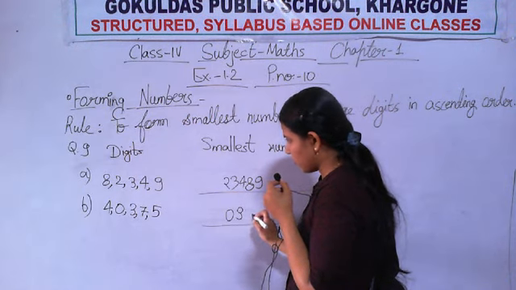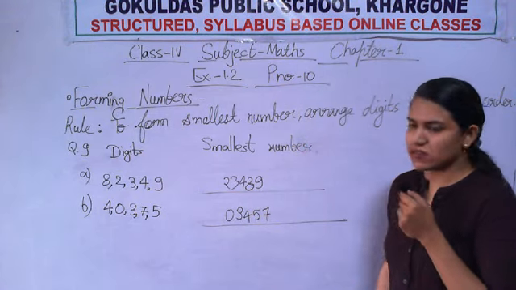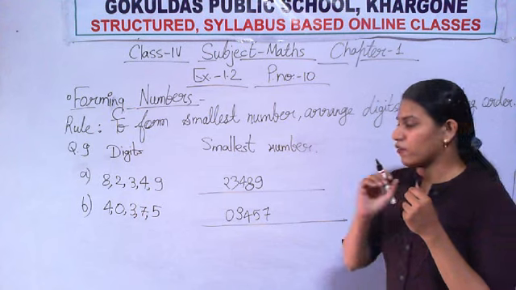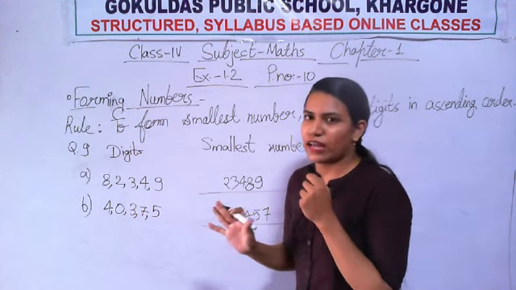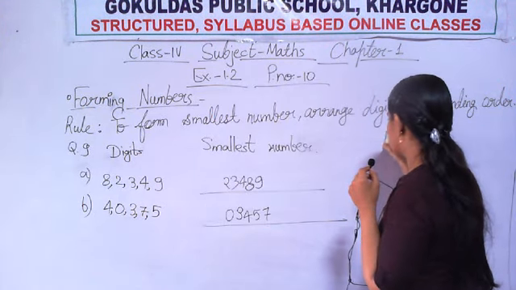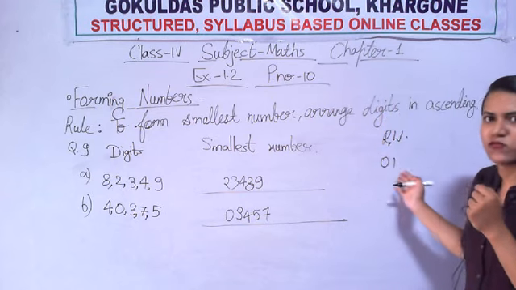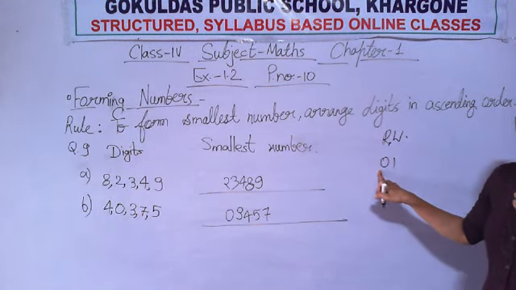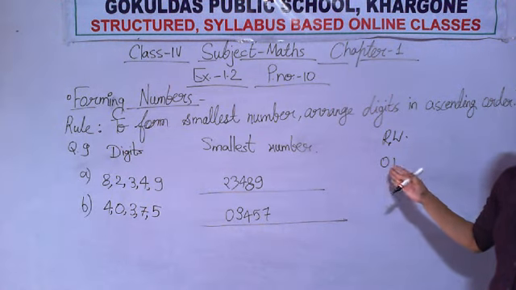3, then 4, 5 and lastly 7. So is this the correct arrangement of the number? When you write 0 to the leftmost place, it does not have any value. Suppose, look here, I am giving you an example. If I write 0, 1, what will you read it as? You will read it as 1. You ignore the 0 from the leftmost side.